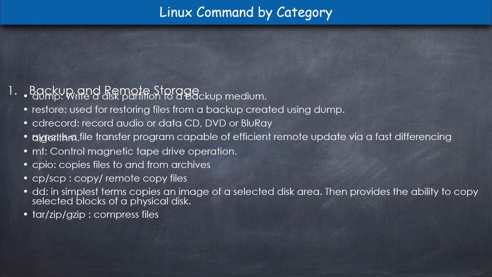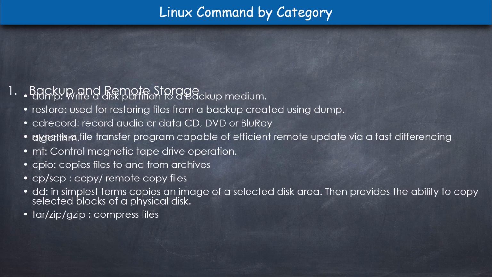Then cdrecord, you can record data on CD, DVD, Blu-ray using this. Okay, this is just information about this. Then mt, which will help you work with magnetic tapes. Okay, cpio copies all files into an archive. Okay, cp, scp, copy, remote copy. Basically cp, and you can use this command scp. With scp, basically you can copy a file from the current server to some other server, secure copy. There you can give the different location, that is the IP address and the path, so you will be able to copy from one server to another server.